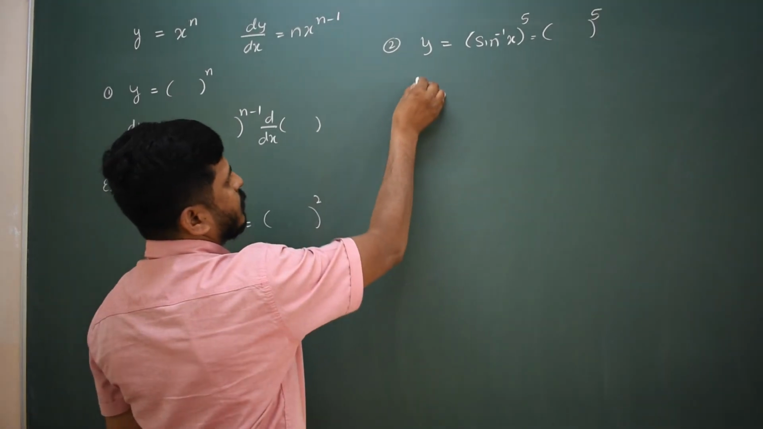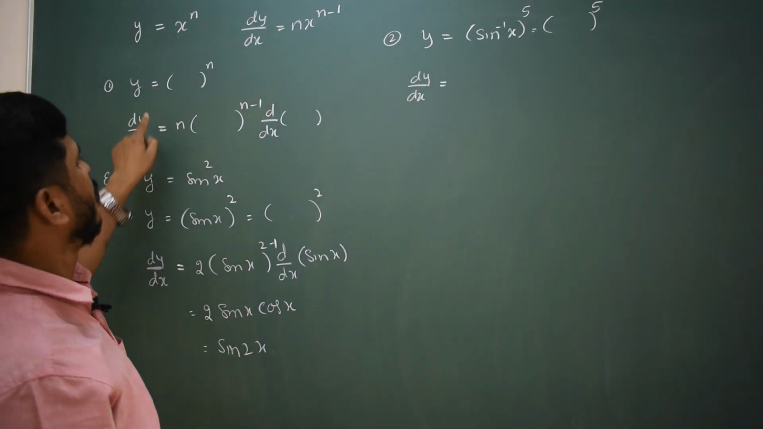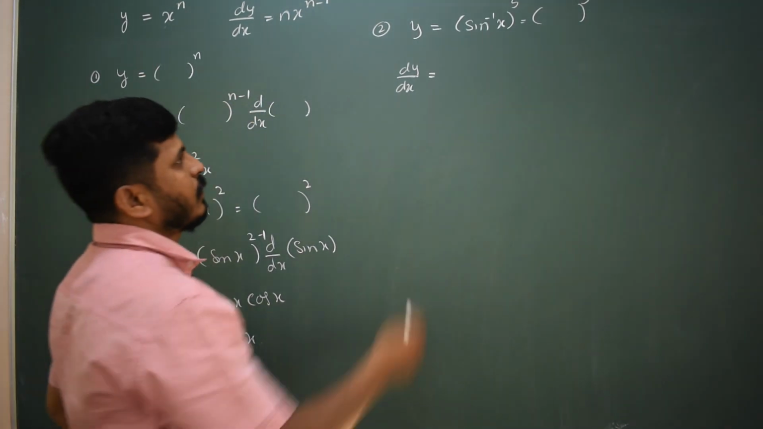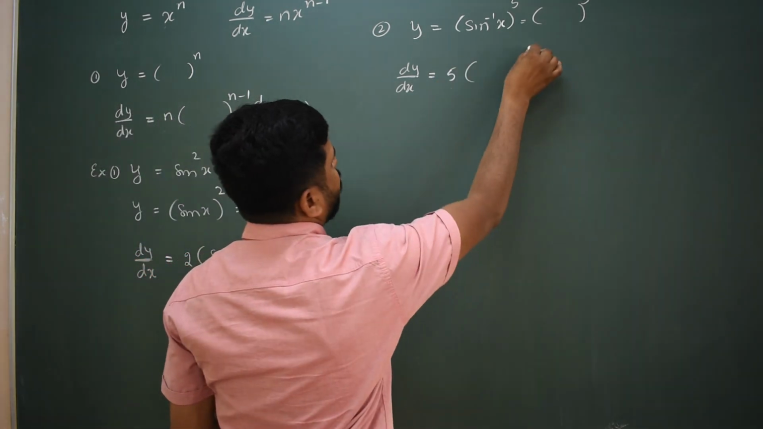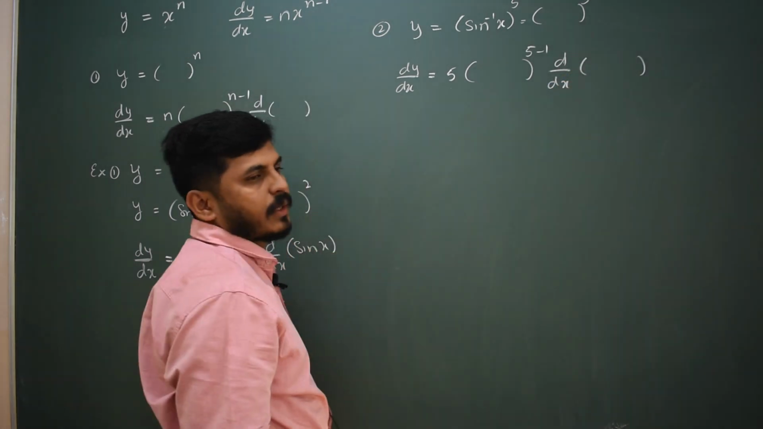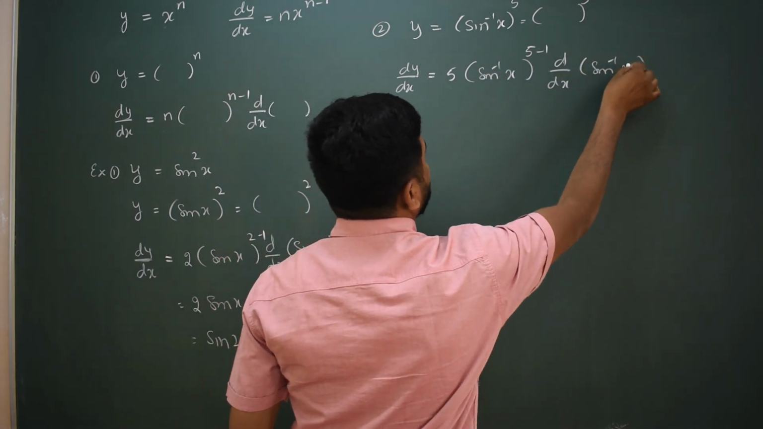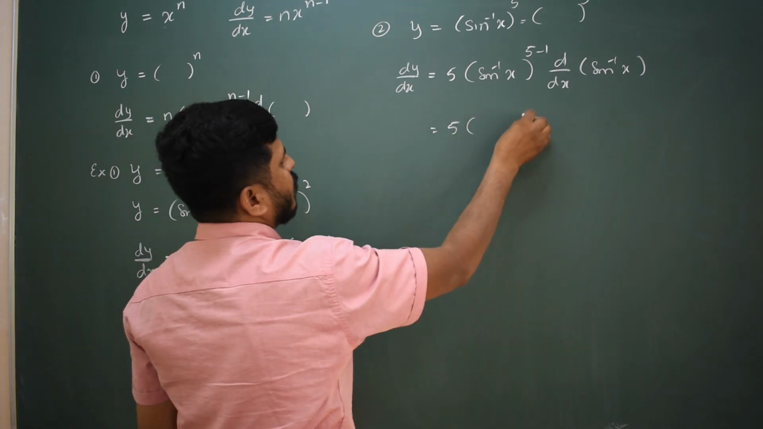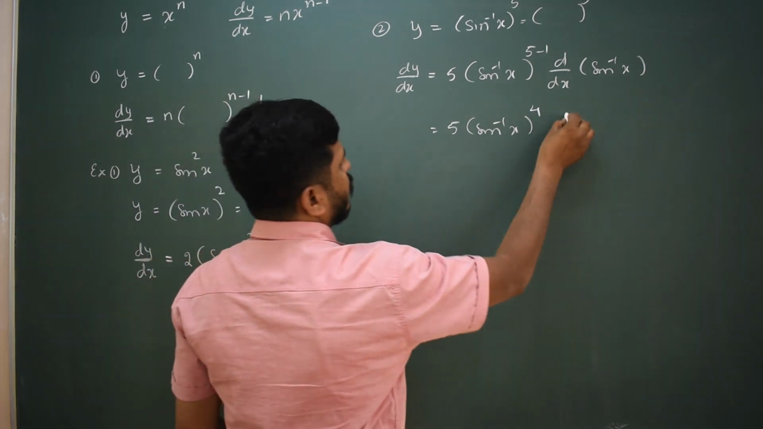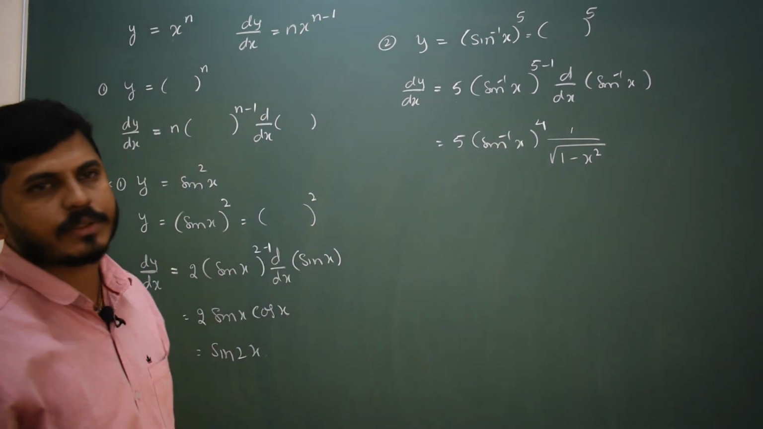What is the differentiation of something raised to n? See the formula: n into something raised to n minus 1 into differentiation of something. What is something here? Something is sin inverse x. That's equal to 5 into something raised to 4, that is sin inverse x raised to 4, into differentiation of sin inverse x, which is 1 by root of 1 minus x square. This is what we call the chain rule.